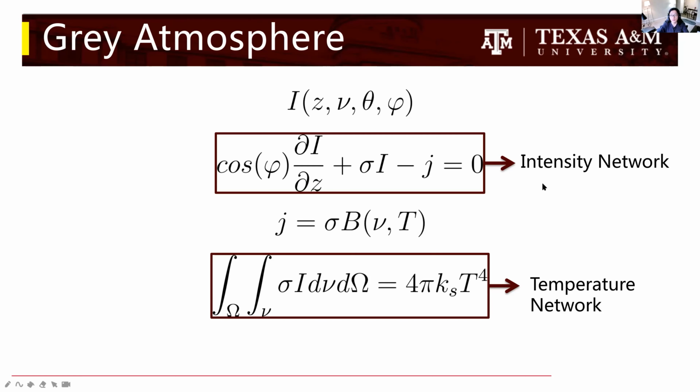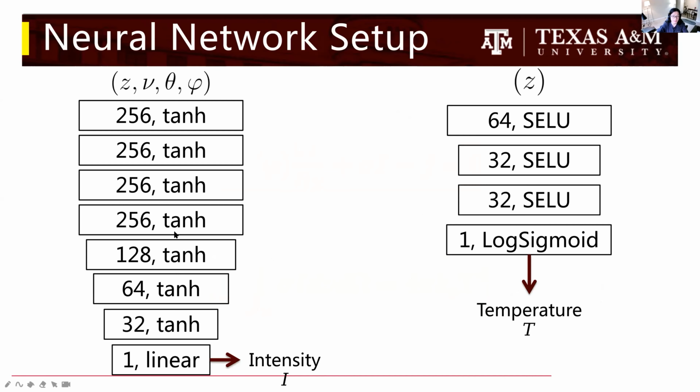One is the intensity neural network, and this is a physics-informed neural network. The other is a temperature neural network, which seems more like a traditional data-driven neural network, and they are trained together. And here are the structures of our two neural networks. Because we know beforehand the temperature relation, the temperature is more of a smooth and simple function of the spatial coordinate z. We just design a very simple neural network to accelerate the training.